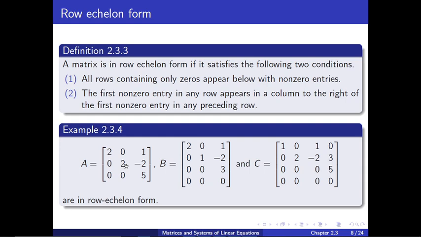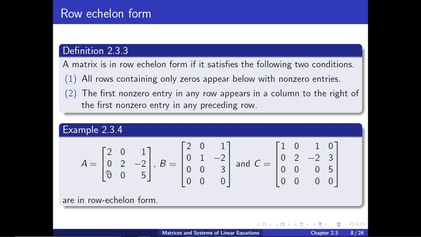And if you look at its preceding row, and this is this one, you can see that this 2 will be to the right of the first non-zero entry in the preceding row, right? So it is to the right, so therefore that condition is satisfied.